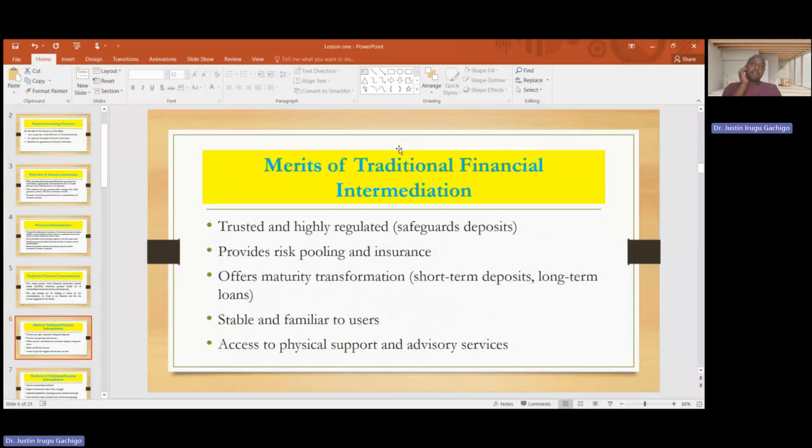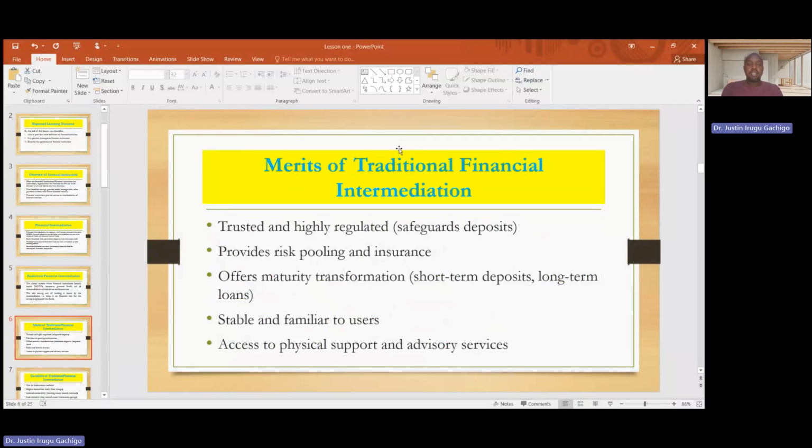So now we have the merits of this traditional financial intermediation. One, it is trusted and highly regulated. So financial institutions are highly regulated. For example, the commercial banks are normally regulated by the Central Bank of Kenya. And we have seen some banks being closed down, like the case of Chase Bank. There was another one, Metropolitan, I don't remember the actual name, but I know at least there was Chase Bank, which was closed down, and even other banks are on the line, especially those who don't have enough liquidity.